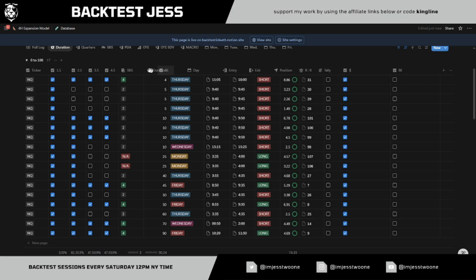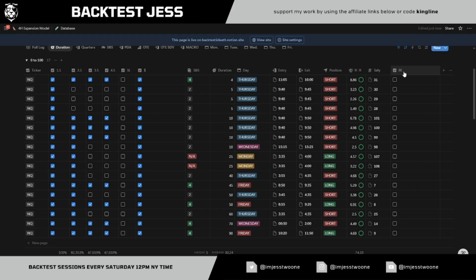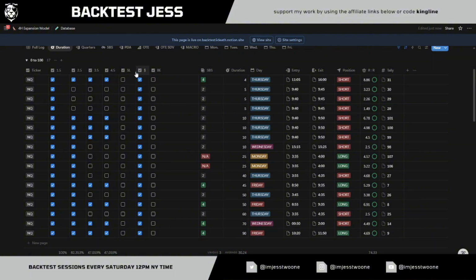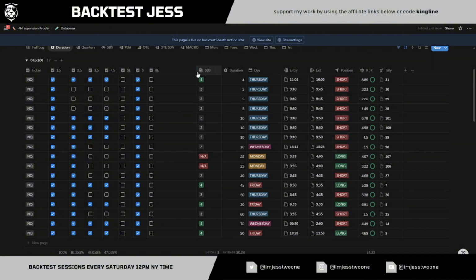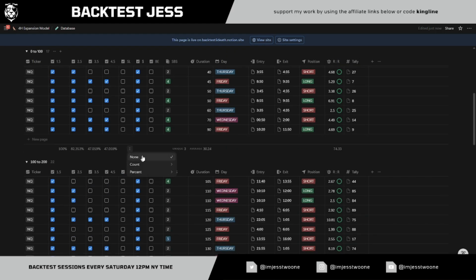Let me bring stop loss over here. We probably don't need SBS. I'll close that in a bit. BE. Again, we're going with percent checked. Wow. That's gotta be a fluke. We'll check that in a second.